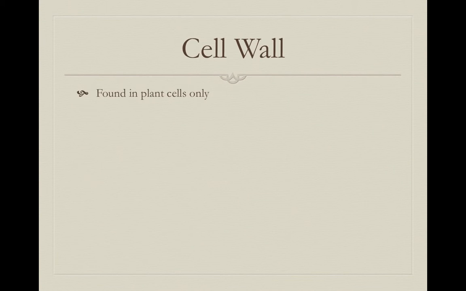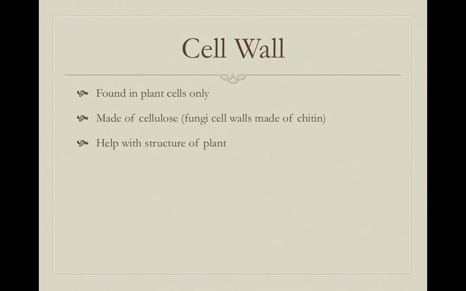Cell walls. This is, again, only found in plant cells, not in animal cells. They're made of cellulose in plants. Fungi cell walls are made of chitin. They help with the structure of the plant, make sure it's straight, strong. Some plants actually contain a secondary cell wall. Not all, but some do. Secondary is right behind the actual cell wall.